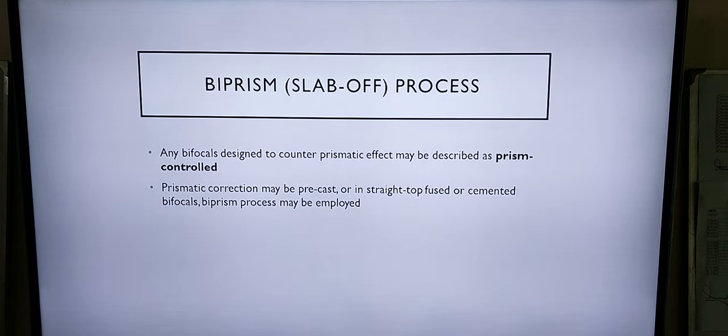What is the bi-prism slab off process? Any bifocals that are designed to counter prismatic effect may be described as prism controlled, but mostly the glasses in which prisms are incorporated are called prism controlled. Prismatic correction may be precast, or in straight top fused or cemented bifocals, the bi-prism process may be employed.